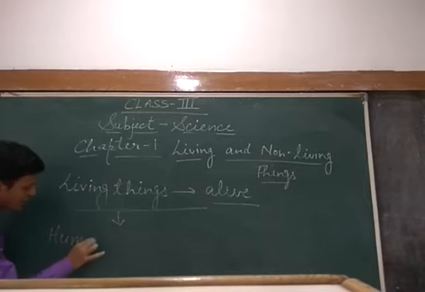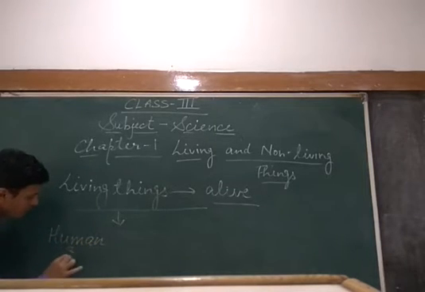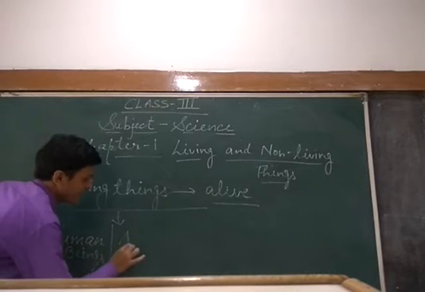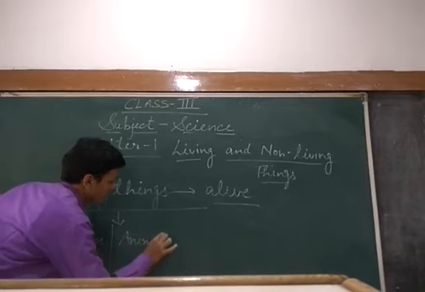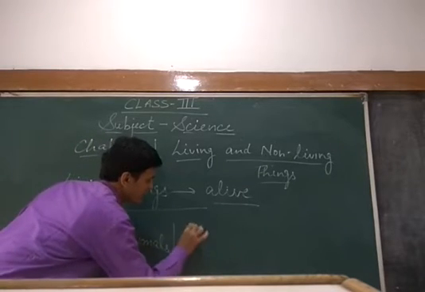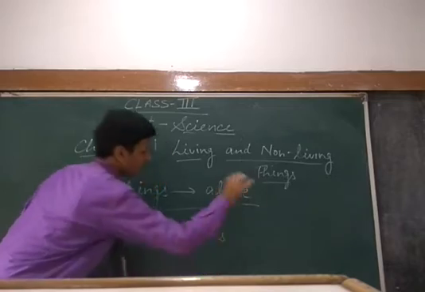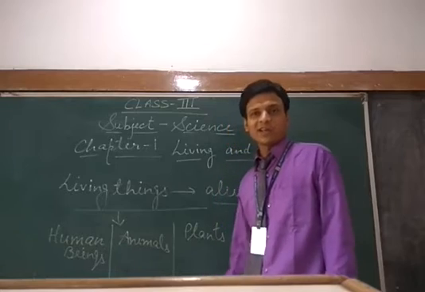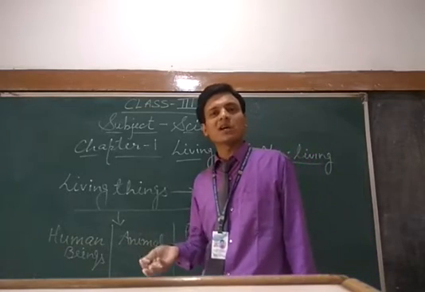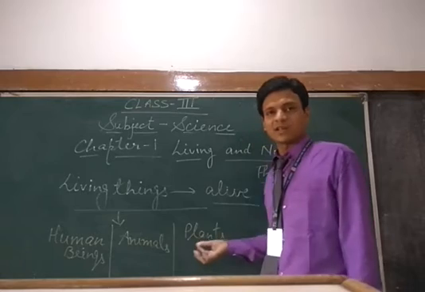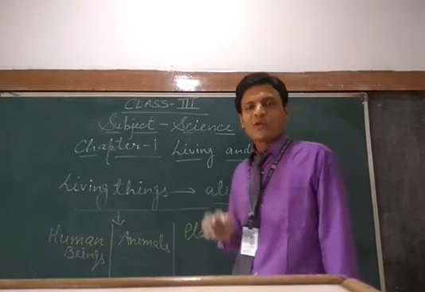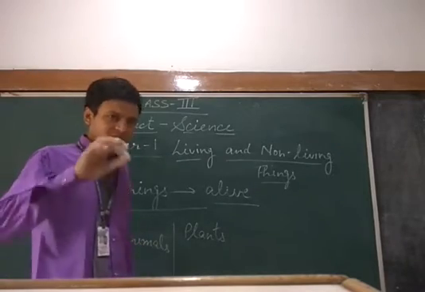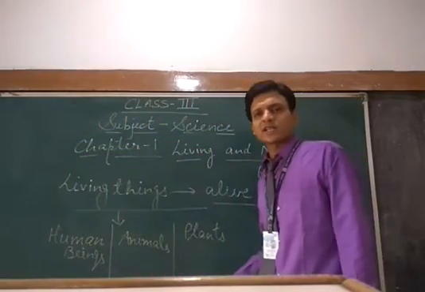First of all, human beings. Second, animals. And third is plants. Now you will think, how are plants living things? Okay, you know that human beings are living things, animals are living things, but how are plants living things? For this, you have to understand about the characteristics of living things. Okay, in the next topic, I will tell you about the characteristics of living things.